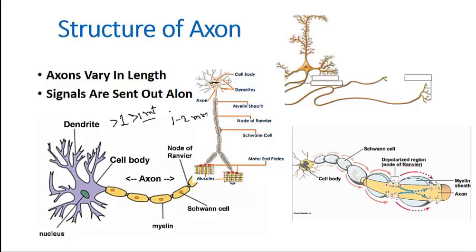And communicate over long distances. For example, the axon of some spinal cord neurons can reach all the way to the muscles of the big toe. Just think about it. It's covering the whole body of a person. It's a hugely long neuron.